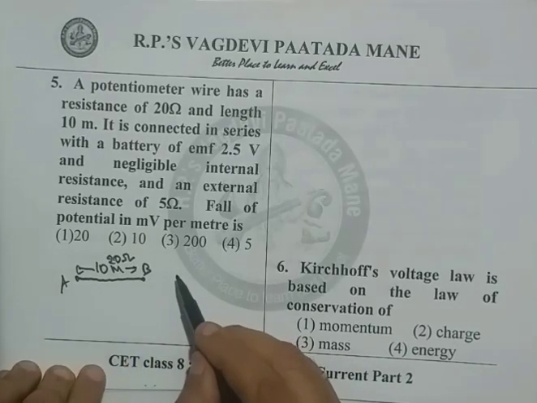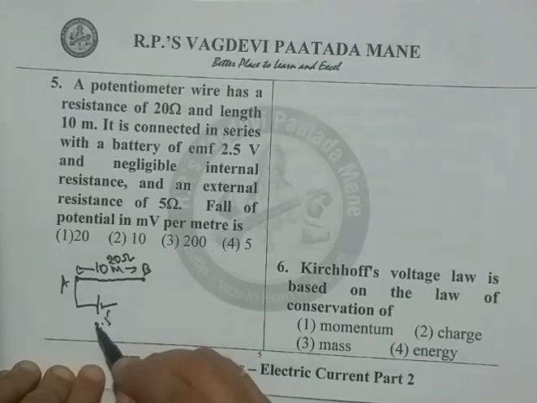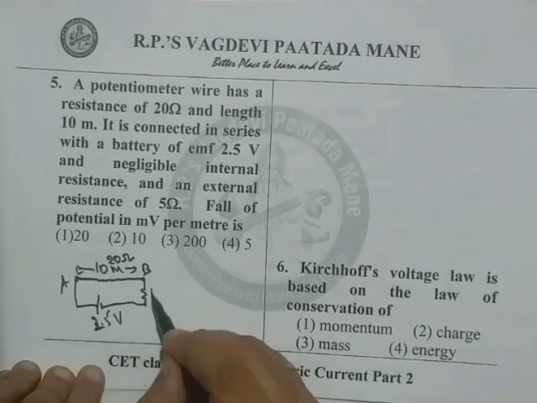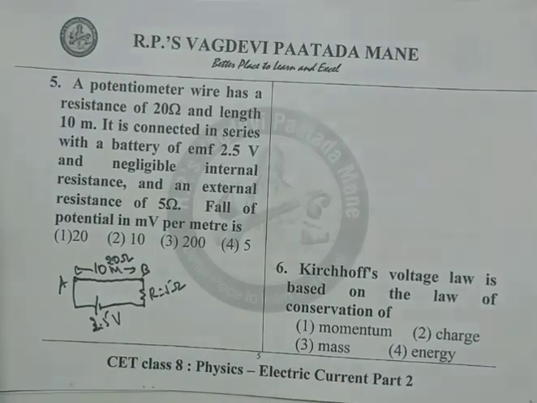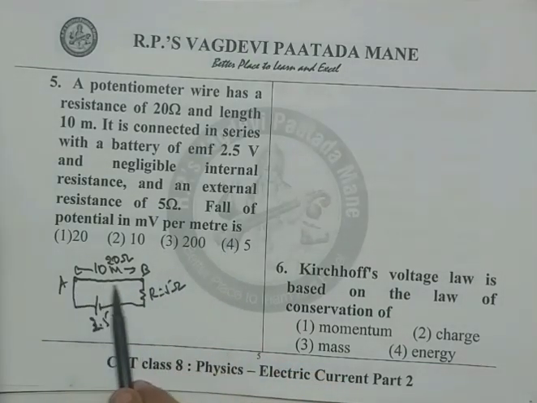It is connected in series with a battery of EMF 2.5 volt and external resistance R, which is 5 ohm. This is the circuit. We are asked to calculate potential in millivolt per meter across AB. That means we have to calculate the potential gradient in millivolt. So how to calculate this? Very simple idea. First we calculate the current, and then the potential difference across 20 ohms, that is the wire. Then divide by length. Only 3 steps.